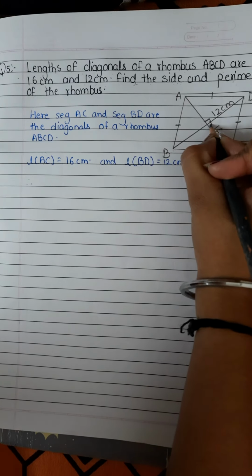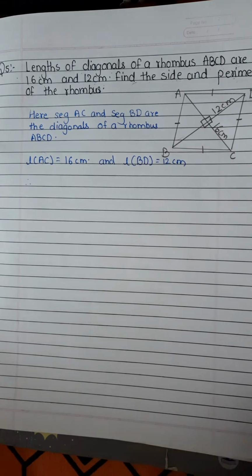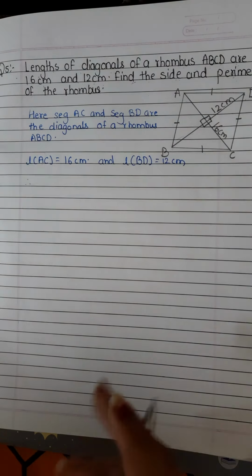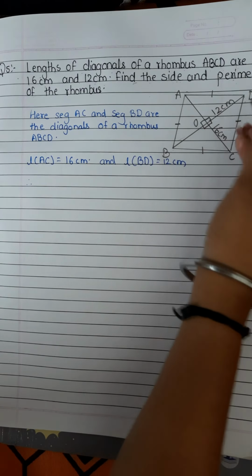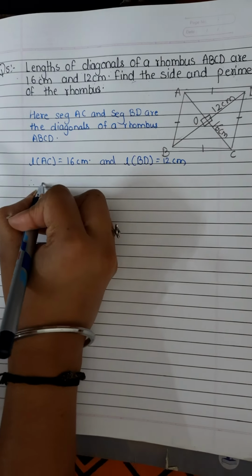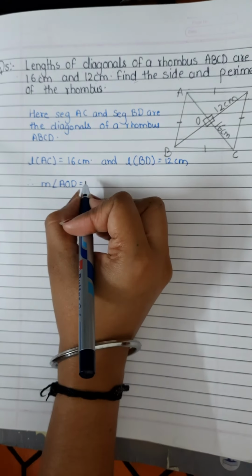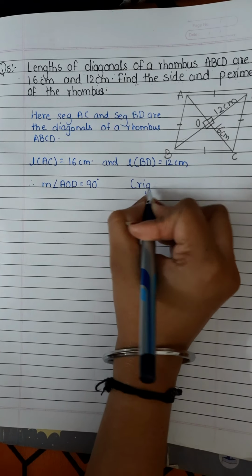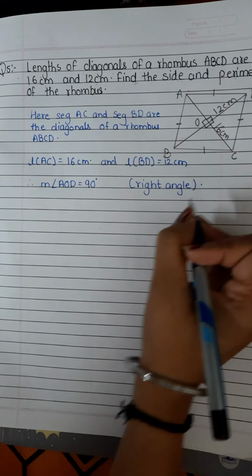Diagonals bisect each other and form a 90-degree angle. So measure of angle AOD is equal to 90 degrees, because the diagonals bisect each other and they are perpendicular to each other. So triangle AOD is a right-angled triangle.